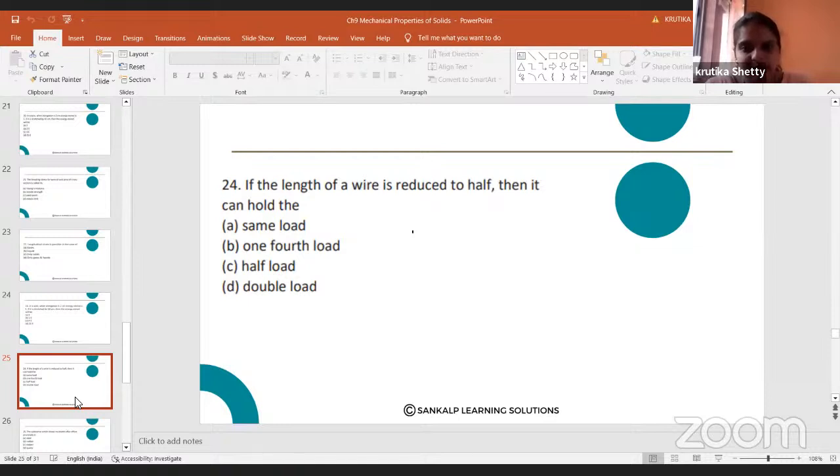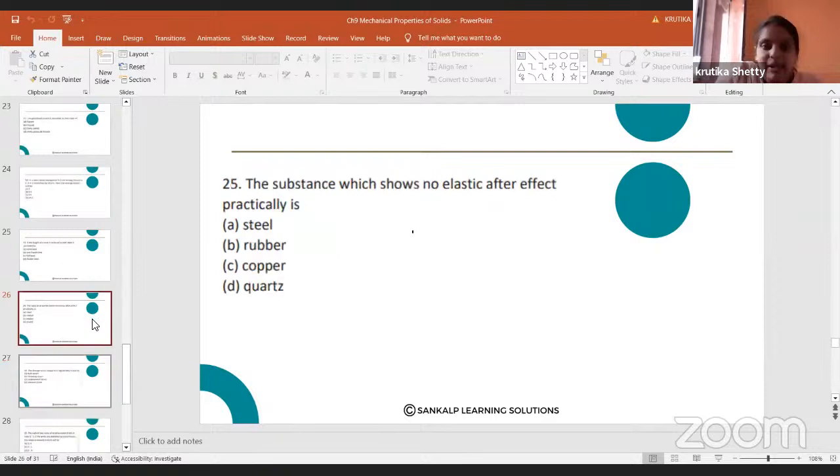Same, or 1/4? See, according to the formula, stress is equal to force by area. So we do not see any relation between length and force anywhere. Therefore, whatever the length is, reduced or doubled, whatever load it is holding will not change, as it is independent of the length. Option A is correct here. That is, the same load it will hold, right? Because force and length have no relation. It depends only on the force and the area of cross section, right? It is the same load. Last question for today's class.